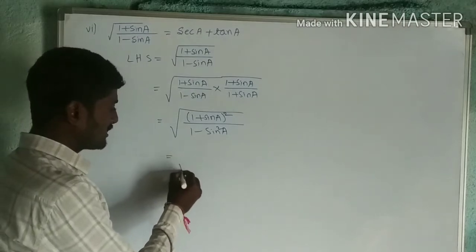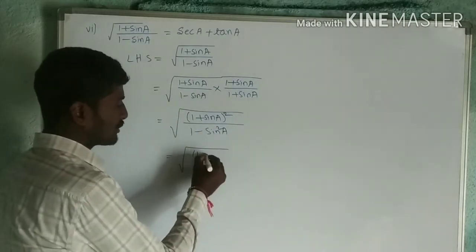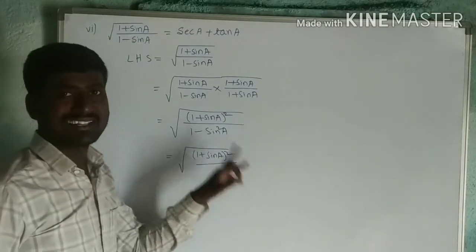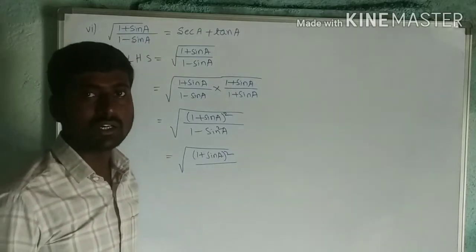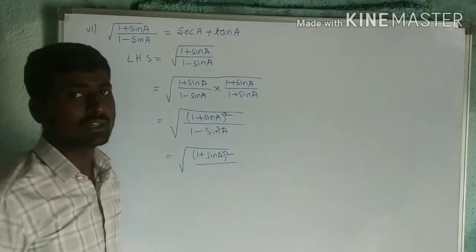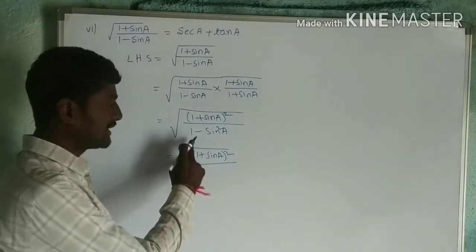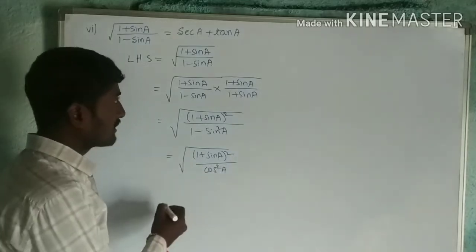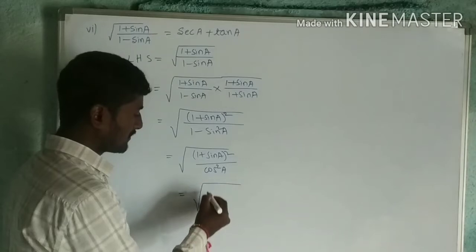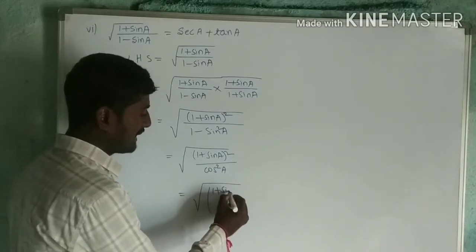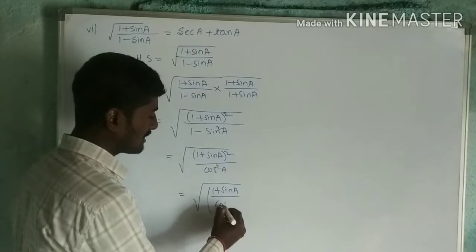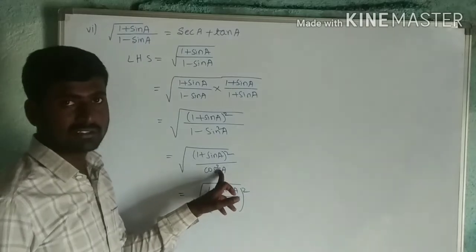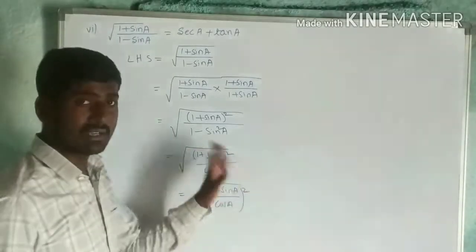Now again, this is equal to (1 plus sin A) whole square divided by 1 minus sin square A. That is nothing but cos square A, because of the identity sin square A plus cos square A equal to 1. From that identity, I can write 1 minus sin square A as cos square A. Now the next step, this is equal to under root of (1 plus sin A divided by cos A) whole square. Numerator also has a square, denominator also has a square.